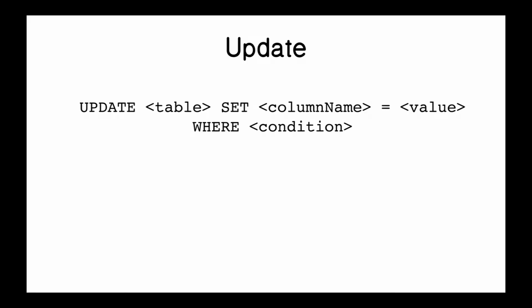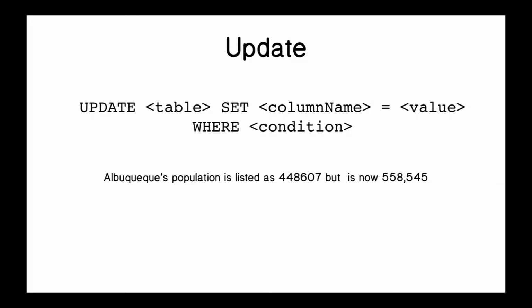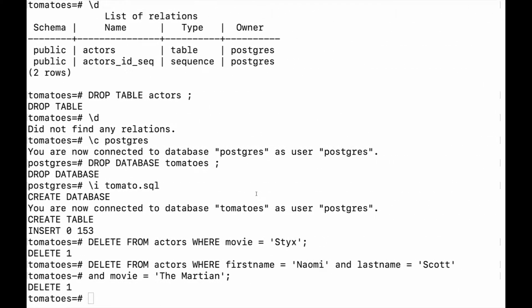Update is equally simple. So we say update whatever table we want to update, and we want to set some column to be some new value. So it's just set, I don't know, address equals the new address where some condition holds. So let's see how that works. Let's say we want to update Albuquerque's population. So it was listed as 448,607, but it's 558,545. And let's see how we can do that.